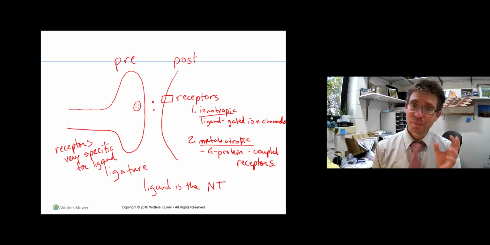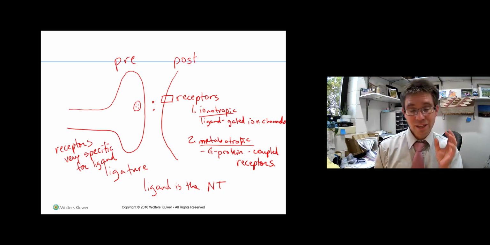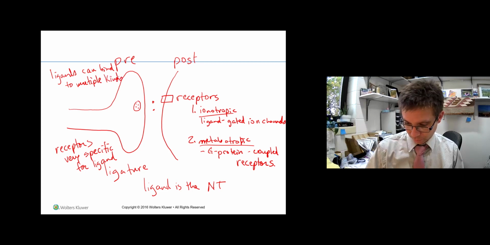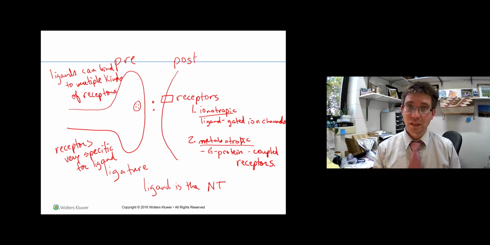But there's a flip side to this, which is that ligands can actually bind to multiple kinds of receptors. So with the key-lock analogy, although my lock can only take one type of key, that key that I have can open many doors. So you may have a key that can open your front door, or it can open your back door. Or you may have a key that turns the ignition on in your car, but it also can open your trunk.